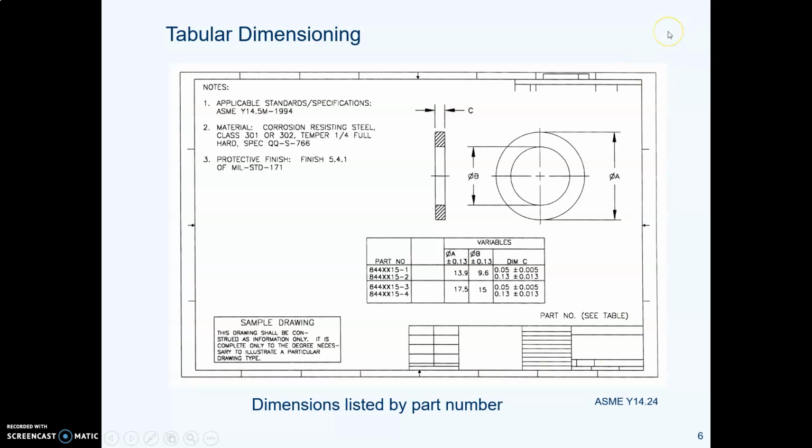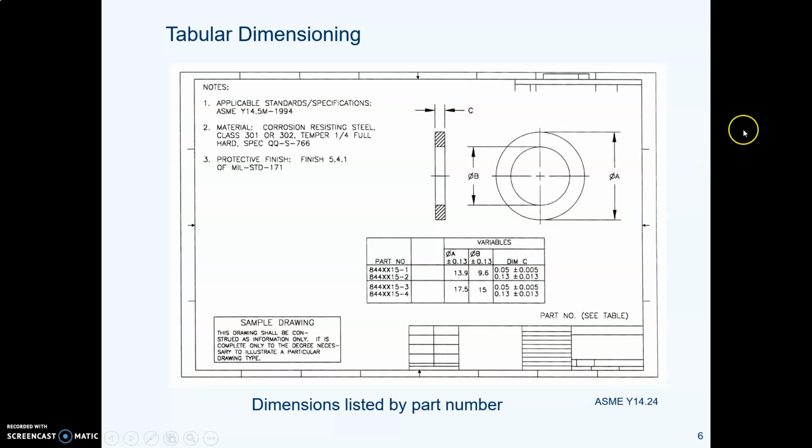Here is ASME showing us how you can use a table for a drawing that deals with more than one part. For example, let's say you work for a company that makes flat washers, and here's what they look like. They're 2 circles and they're flat, so flat washer.